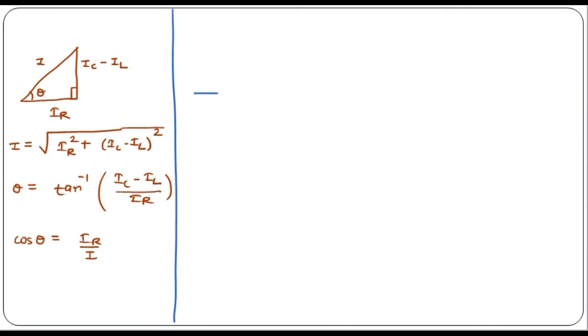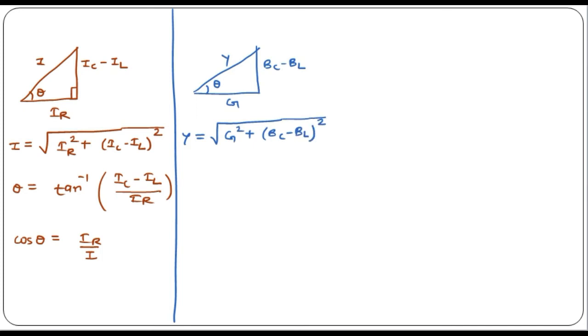Now let us draw the admittance triangle. So this is conductance G, this is susceptance, that is BC minus BL, and this is total admittance, which is Y, angle is theta. So this Y is given by square root of G square plus (BC minus BL) whole square. This theta angle is given by tan inverse of (BC minus BL) by conductance G, and the power factor, that is cos theta, is given by G by Y.